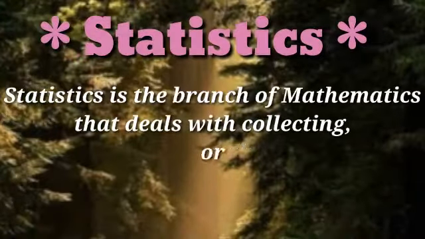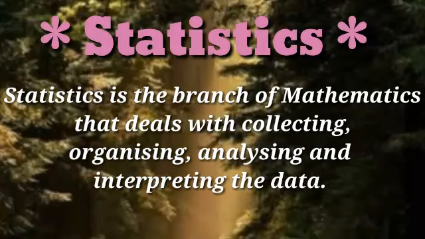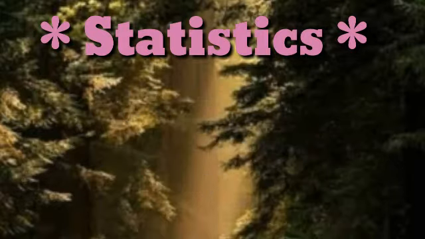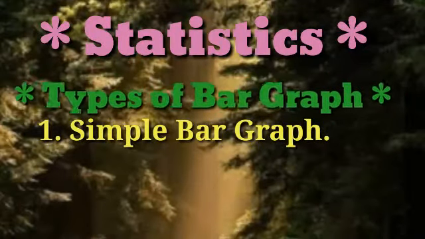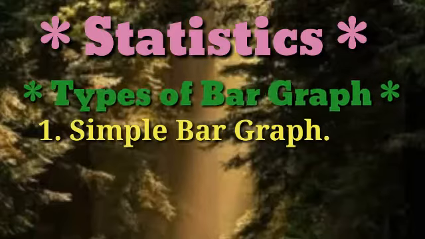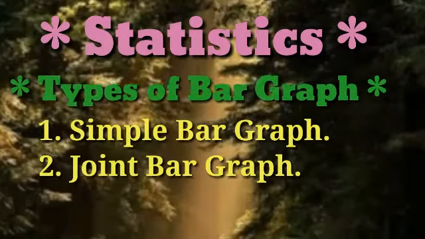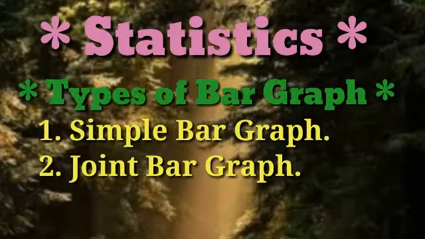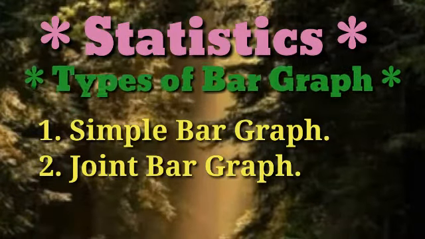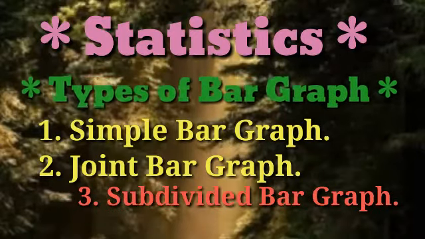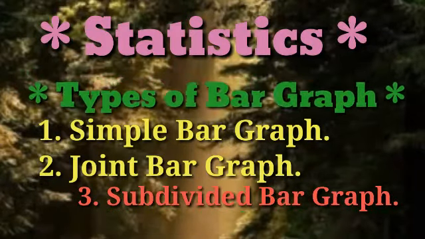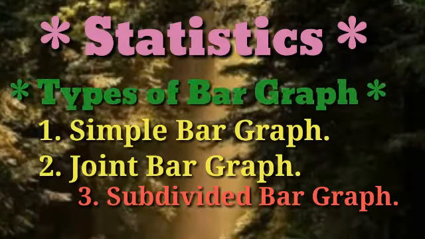Now students, let's recall the concept once again. Statistics is the branch of mathematics that deals with collecting, organizing, analyzing and interpreting the data. We were also familiar with the types of bar graph. First one, simple bar graph, and second one is joint bar graph. We have studied these two types of bar graph in our last standard only. And in our last video, we learned the concept of subdivided bar graph, and today we are going to learn about the percentage bar graph.